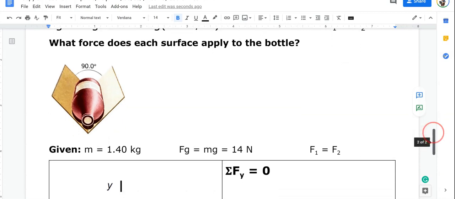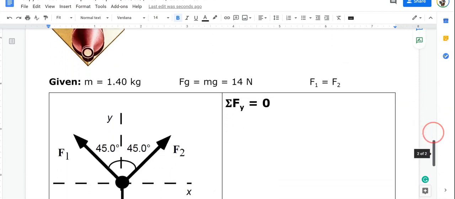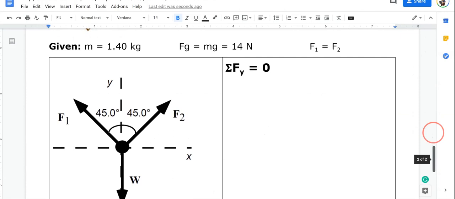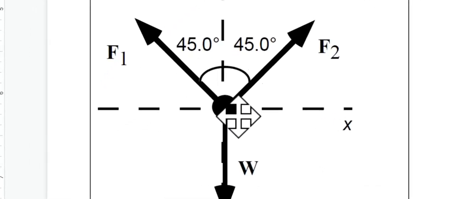This is an equilibrium problem. This is the new stuff. So it looks like this. The black dot is the bottle of wine. It has a weight force going down, and each piece of wood exerts a force at 45 degrees. Why 45 degrees? Because this is all 90, and so it's going to be 45 and 45.